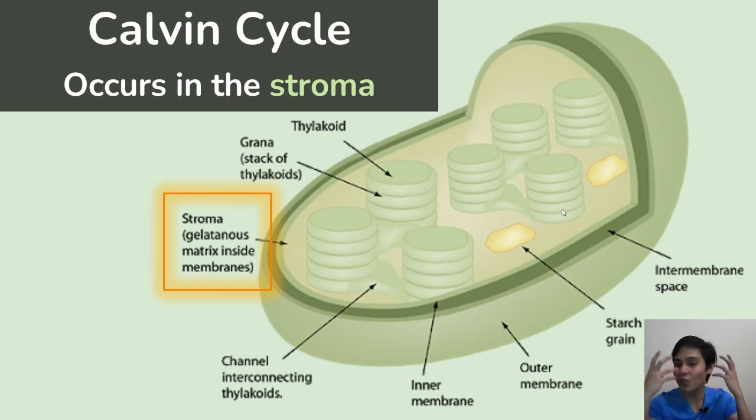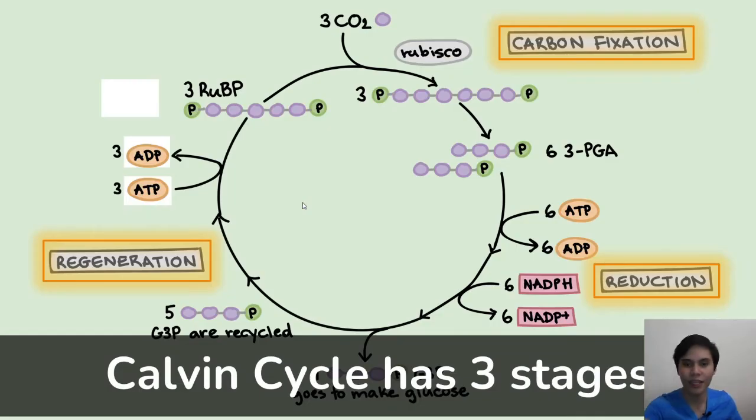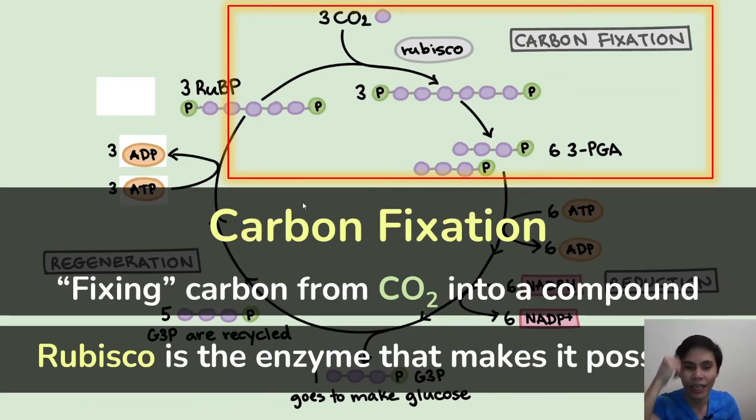It occurs in the stroma. So it's occurring in the liquid part of your chloroplast. The Calvin cycle has three stages: carbon fixation, reduction, and regeneration. And we're going to discuss these stages one by one. First we have carbon fixation. Literally, it's to fix carbon from carbon dioxide into a compound.